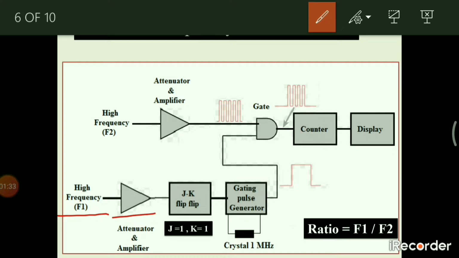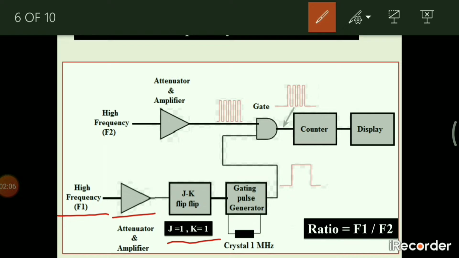Then this attenuated signal is given to the JK flip-flop. This JK flip-flop works in toggle mode, that is J equal to 1, K equal to 1. Then what is meant by toggle mode? At every falling edge of the trigger, the state of the flip-flop will change. It means that when there is an input signal, at every falling edge there is a change in state by using the JK flip-flop in toggle condition.